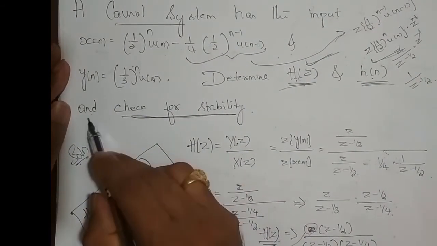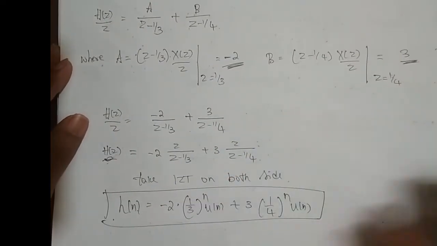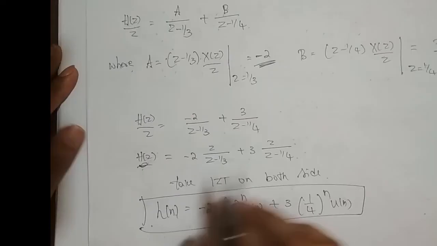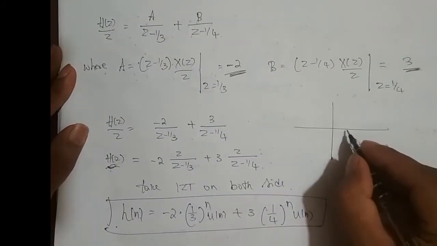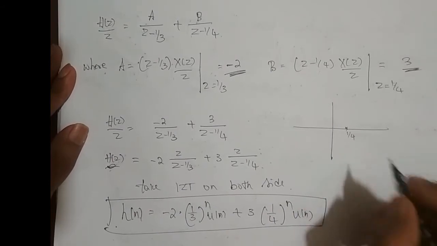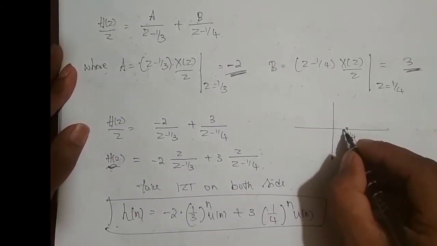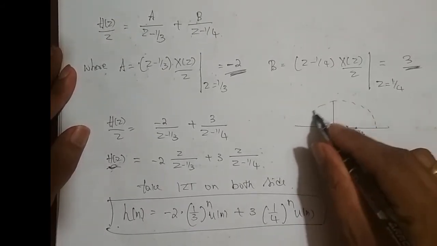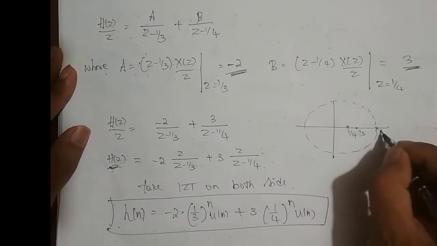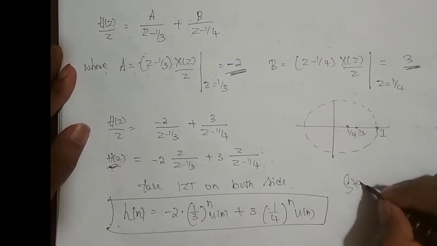What is the next thing I need to do? I need to check for stability. How do we check for stability? If all the poles are lying inside the unit circle, then the system is stable. Why? Because it's a causal system, right? So we have two poles. One pole is at z equal to 1/4. The other pole is at z equal to 1/3, somewhere here. So our unit circle is here. Since all the poles are lying inside the unit circle, it's a stable system.